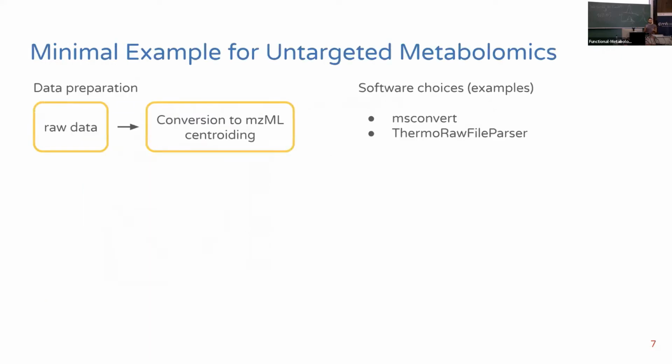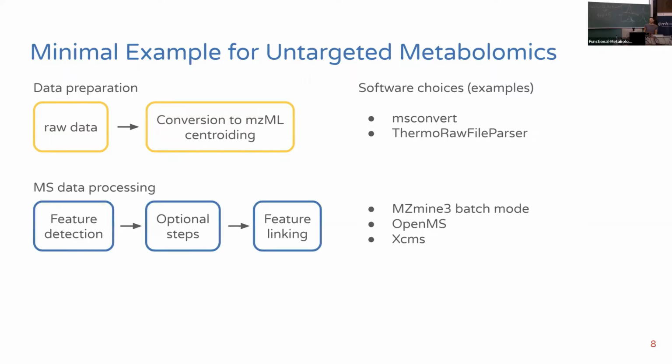So for this talk, I want to stay with a very minimal example for untargeted metabolomics. But already when we have a minimal example, the software dependencies are quite huge. We've talked about data conversion today. For that, you need one software, either MSConvert or the Thermo RawFileParser. Then the MS data processing is very complex.